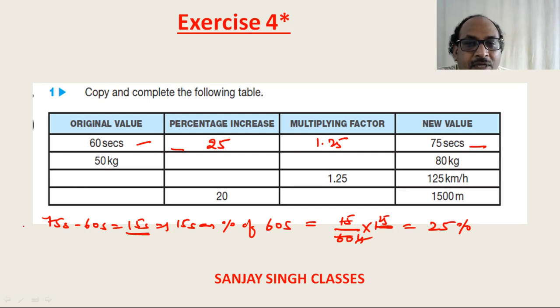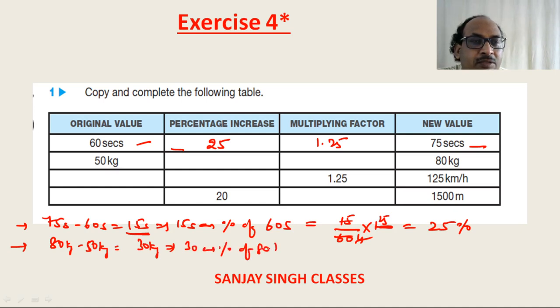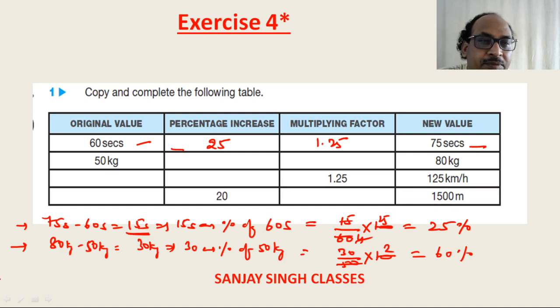So similarly for another one, 50 and 80, an increase has taken place. 80 kg minus 50 kg is equal to 30 kg, and further we need to find 30 as a percentage of 50 kg, the original one. So we will write 30 by 50 into 100, so it is a 60% increase that has taken place. So the percentage increase is 60, and the multiplying factor is 1.60.